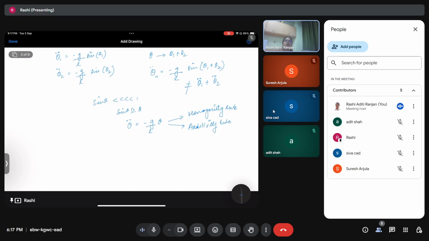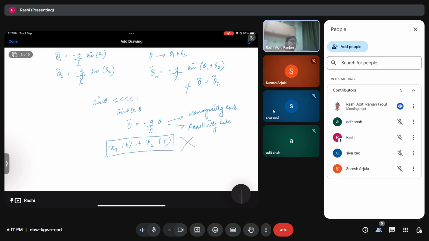So if I am told to find out a solution for a simple pendulum, then I can use the concept of x1 of t plus x2 of t if and only if theta is small. If theta is larger than a particular value, then this will not be applicable.